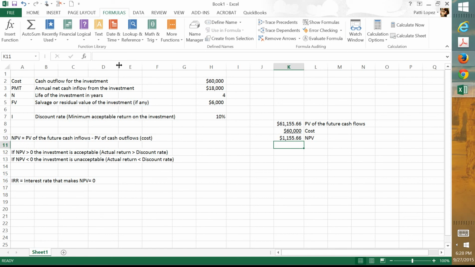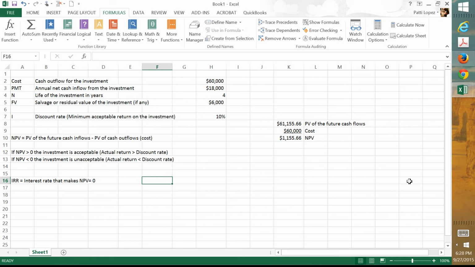Anytime the net present value is greater than 0, the investment is acceptable. That means that the actual return is greater than the discount rate. If the net present value of an investment is less than 0, the investment is unacceptable. It doesn't necessarily mean it's a bad investment. It just means that the actual return on that investment is less than the discount rate. So we know that Big Al is earning more than 10%, but we don't know what the actual return on the investment is. To figure that out, we can compute the internal rate of return, or the IRR.